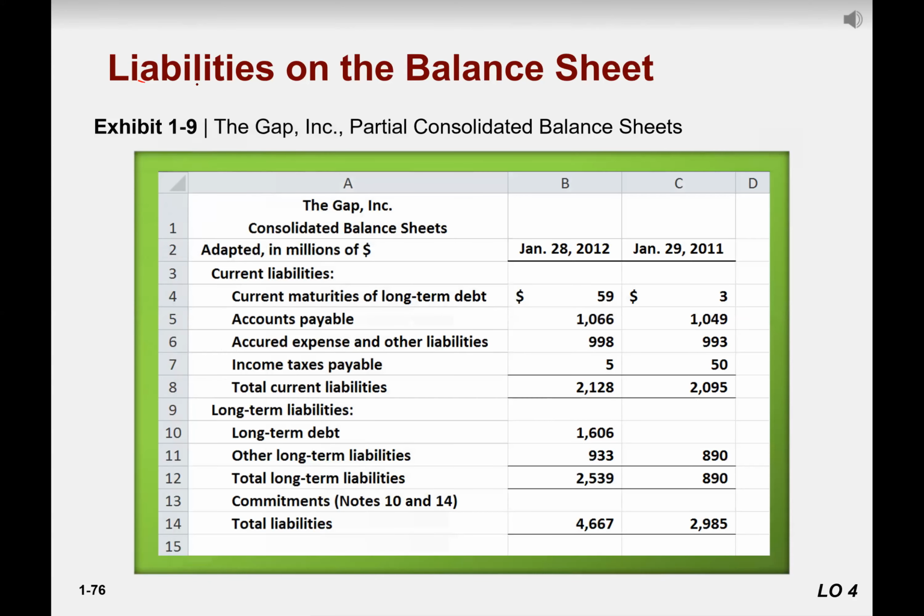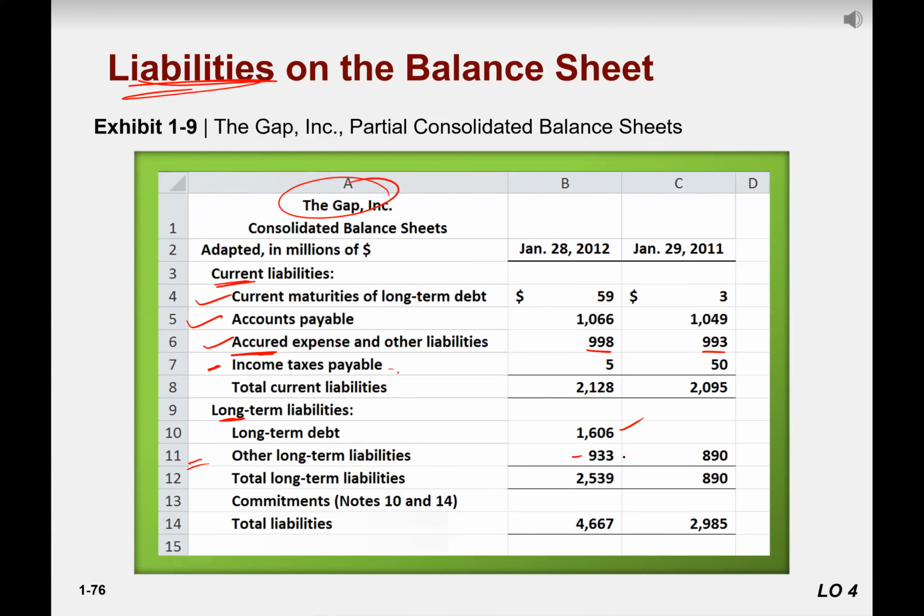Okay, now this is the liability side of GAAP Incorporation. See here, current liabilities, you see current maturities of long-term debt, accounts payable, accrued expenses, and other liabilities. These are accrued, which means expense occurred but you didn't pay yet. Maybe includes salaries or some other liabilities as well. Income tax payable, right? You didn't pay that. The long-term liabilities, you see long-term debt. Other long-term liabilities, we have this much.